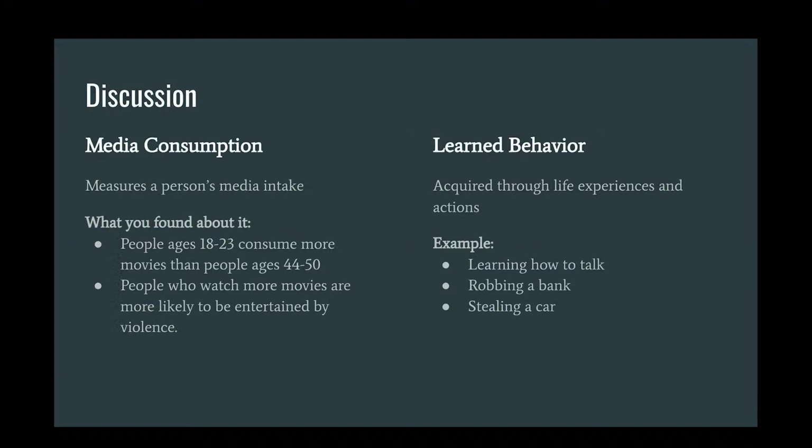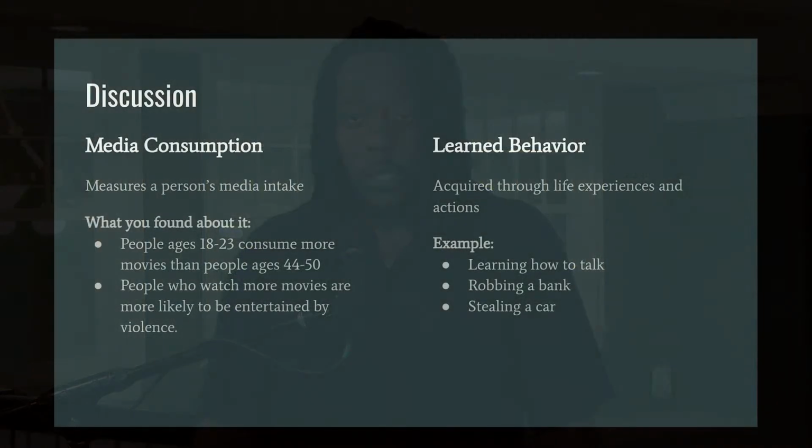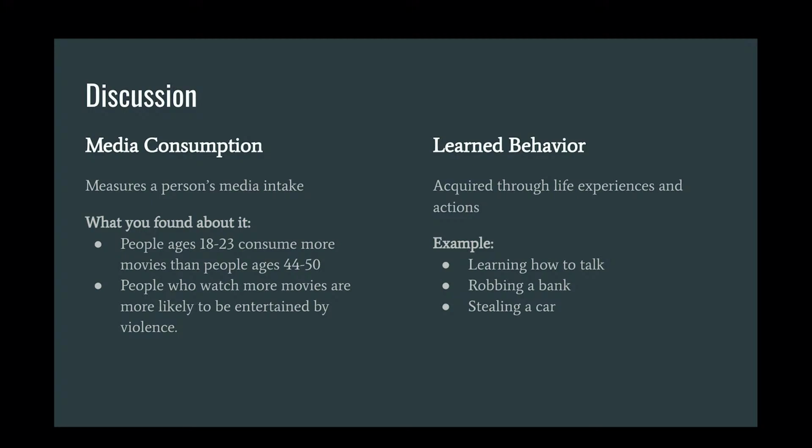So to move on to some of my constructs, for my first hypothesis, we have media consumption. Media consumption measures a person's media intake, how much they watch movies, how often, how frequently. And when it comes to the second construct, we have learned behavior, which is acquired through life experiences and actions, and just the way that you live and what you learn from that. So for example, learning how to talk, tie your shoe, learning on television how to rob a bank and actually going to rob a bank. These are all examples of learned behavior. And so that is why it would connect with my first hypothesis.